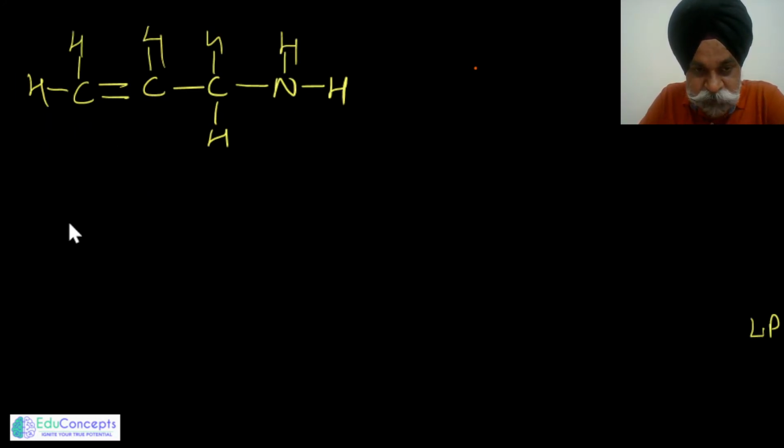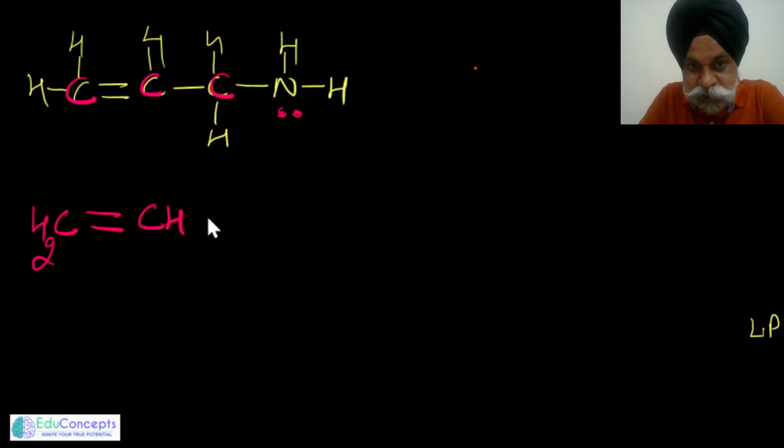Similarly, if I would go for this one, so there are how many carbon atoms? 1, 2, 3, and this is nitrogen. And this nitrogen also has a lone pair. And now you could see, I can write it like this: CH2 double bond CH, CH2 NH2. This is the condensed formula.